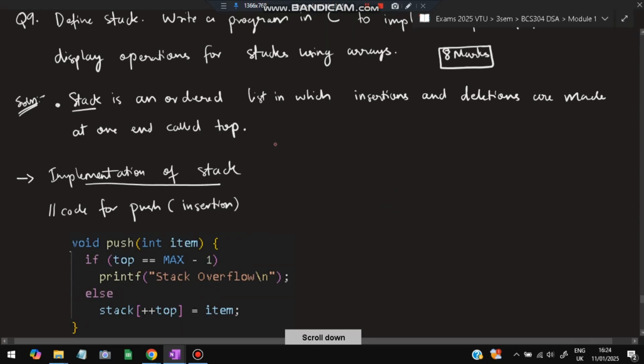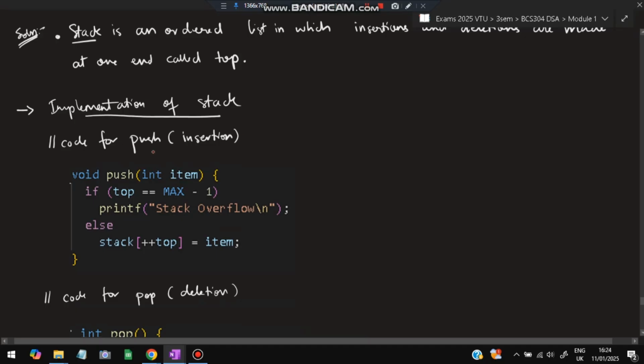Okay. Next, the implementation of stack. The code for push. For push, you have to write this function. Void push, and the item which needs to be added or pushed will be specified here. If top is equal to max minus 1, it means the stack is already full and overflow has occurred, so the adding will not happen and it will return. Else, if there is space, we do stack of ++top.